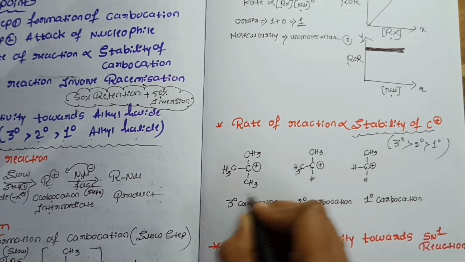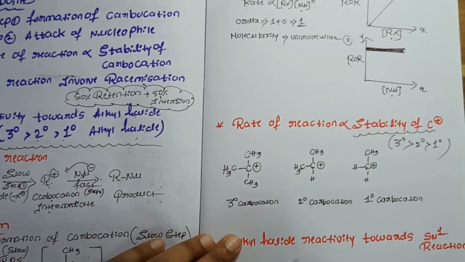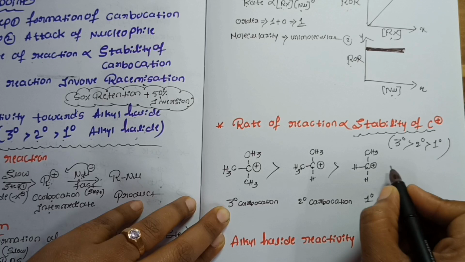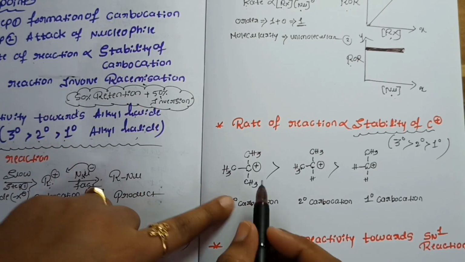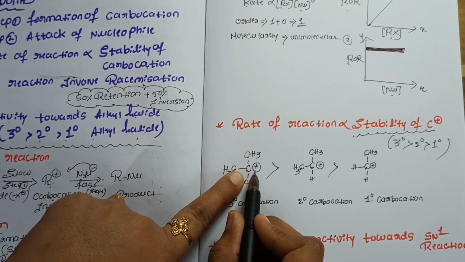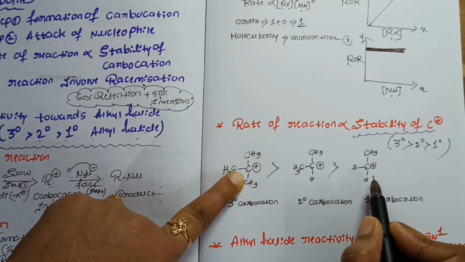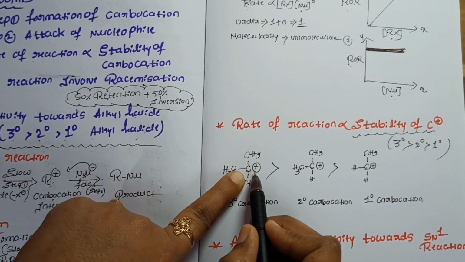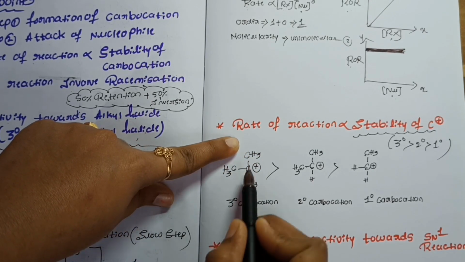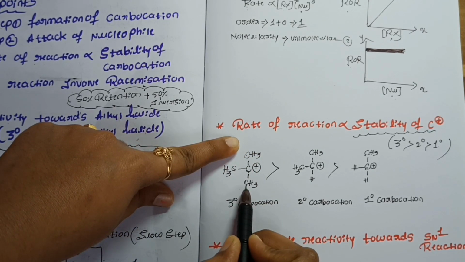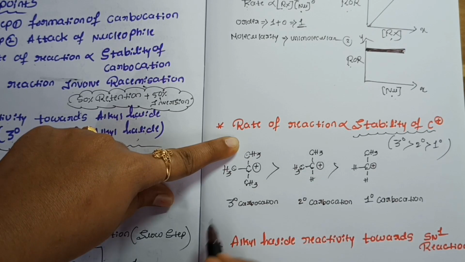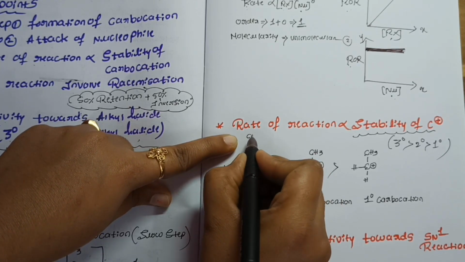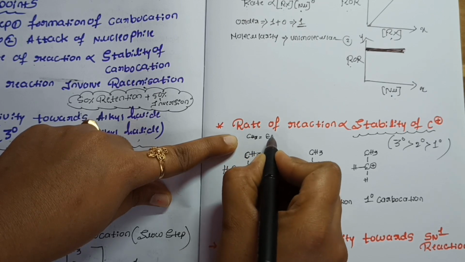Now I wrote all the carbocations, but among all three, the tertiary carbocation is more stable compared to secondary, and the last one is primary. Why? Because in all three carbocations the carbon contains a positive charge, and a positive charge indicates electron deficiency. This carbon is attached to 3 methyl groups, here 2, here only 1. Methyl groups are electron donating groups. CH3 groups are electron donating groups.